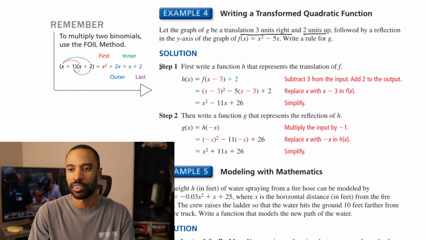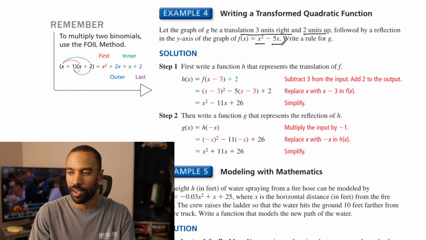We keep it the same, but the function is x squared minus 5x. So anytime there's an x that exists, plug in x minus 3. Anytime an x exists, plug in x minus 3. And outside the function, you add 2.